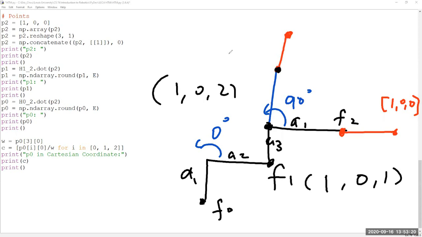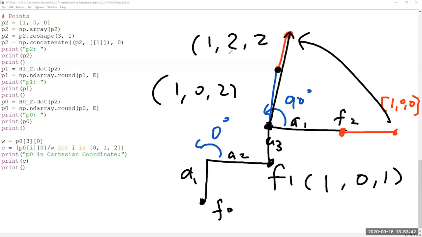Okay, and this point right here turned 90 degrees from here to here. So its x is still 1. Its y, from here to here, is 2. Its z is also 2. So basically, that's the end coordinate of this point after a 0 degree turn over here and a 90 degree turn over here.